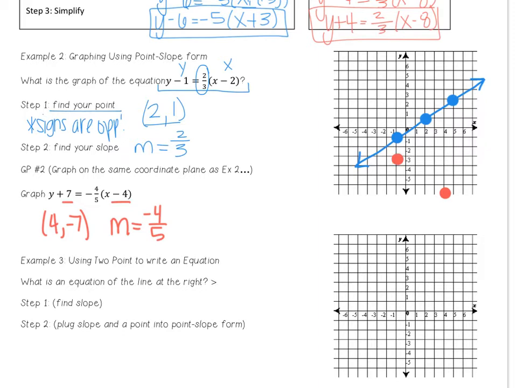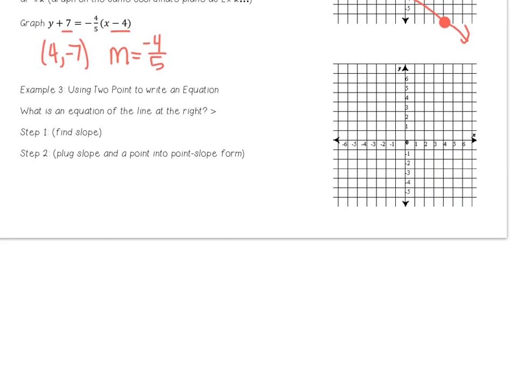So my new point's going to be over here. And then you draw your line, and I have 2 points, and 2 points make a line, so I'm going to go ahead and draw it. And there's my graph. So for example 3, we're going to use 2 points to write the equation in point-slope form.